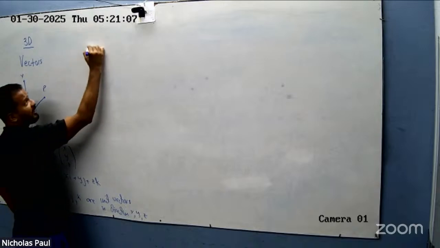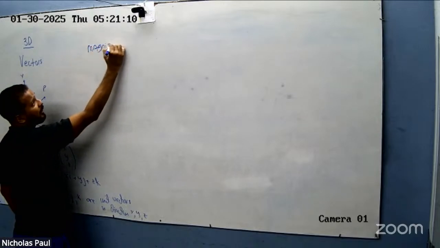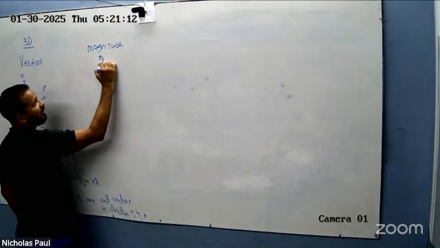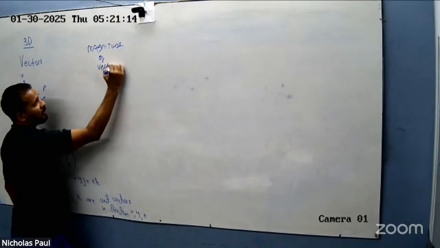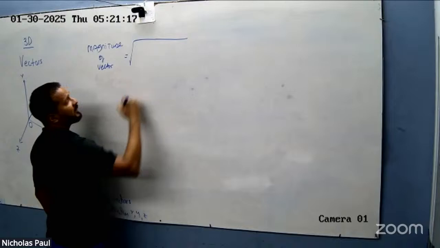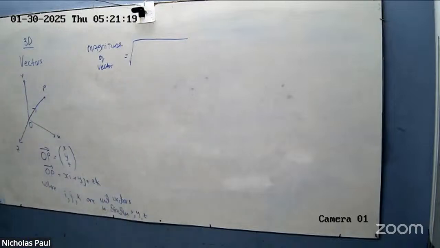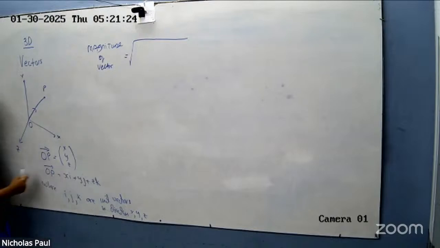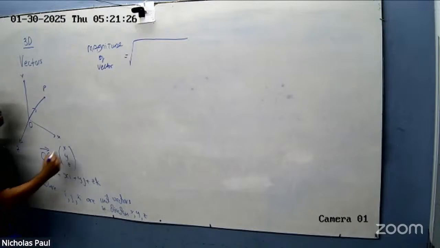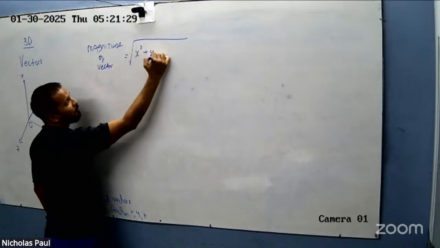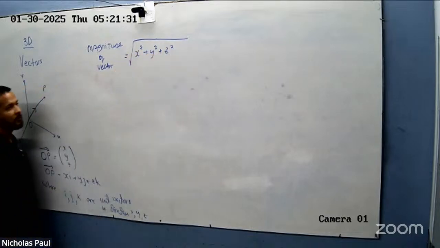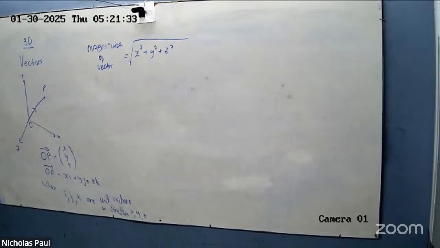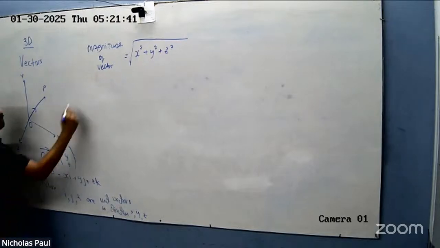We could obviously find the magnitude of a vector. How would the formula be, Faith? What would the formula for the magnitude here be? Very good. It will be x squared plus y squared plus z squared. Right? That's okay? That's the way you find a magnitude.